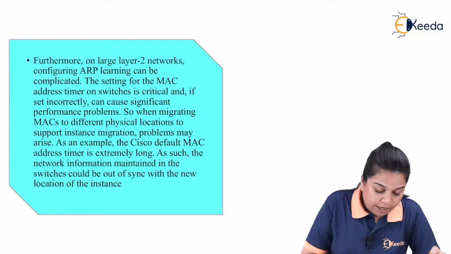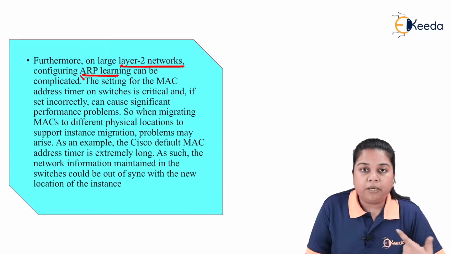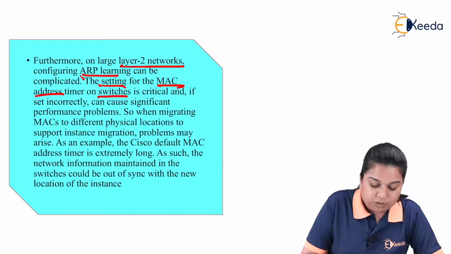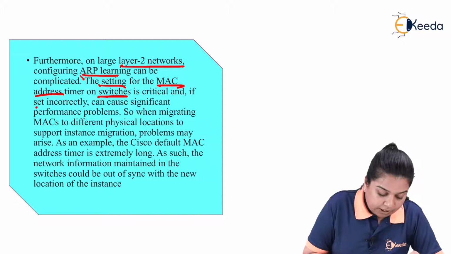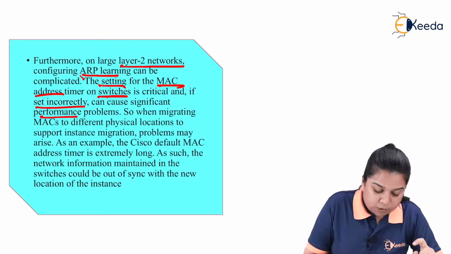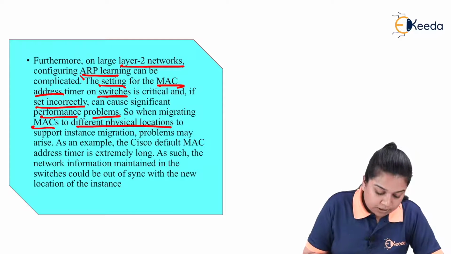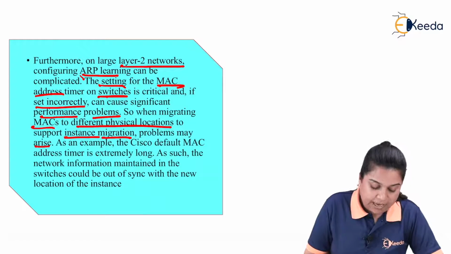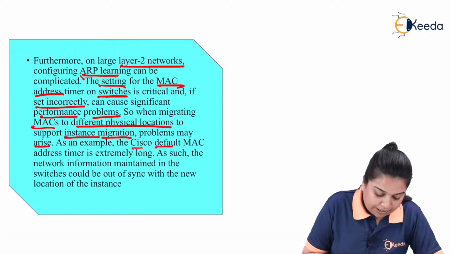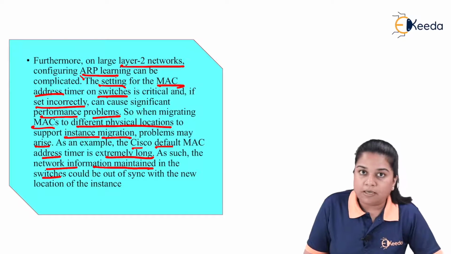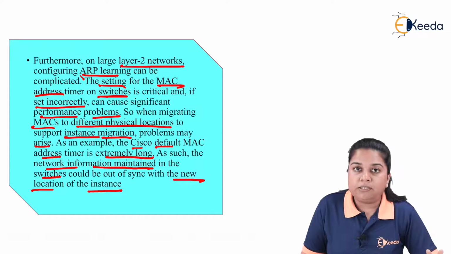Furthermore, on large layer 2 networks, configuring ARP learning can be complicated because we need to complete it every time. And then the setting for the MAC address timer on switches is critical, and if set incorrectly can cause significant performance problems. So when migrating MACs to different physical locations to support instance migration, problems may arise. As an example, the Cisco default MAC address timer is extremely long. As such, the network information maintained in the switches could be out of sync with the new location of the instance.